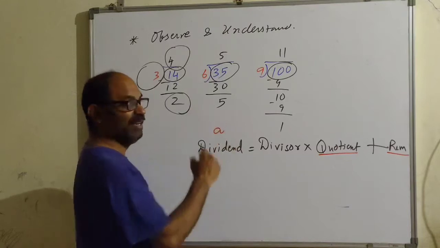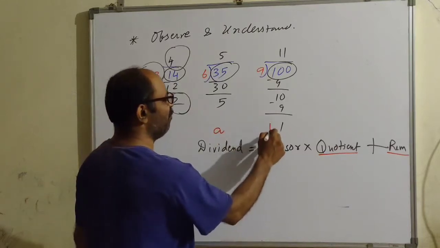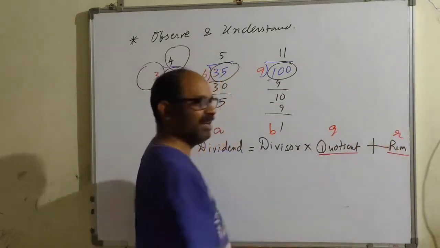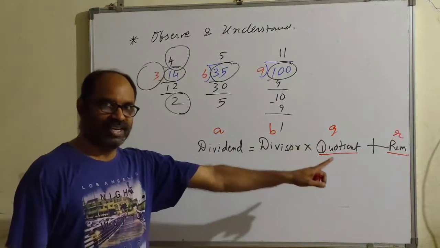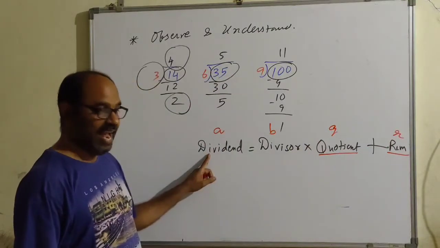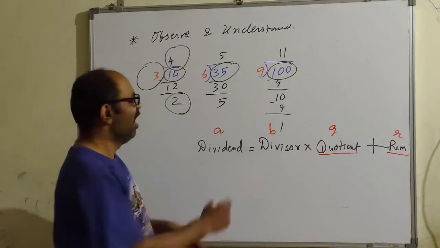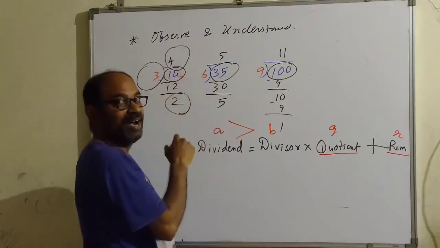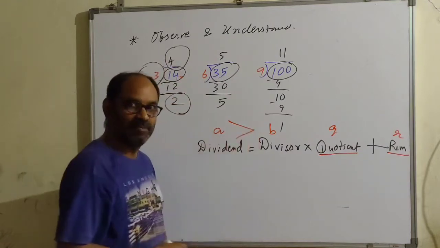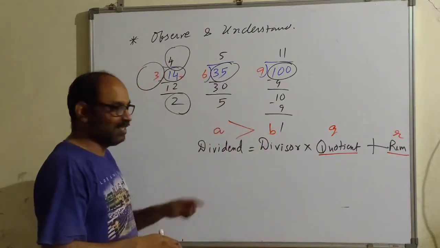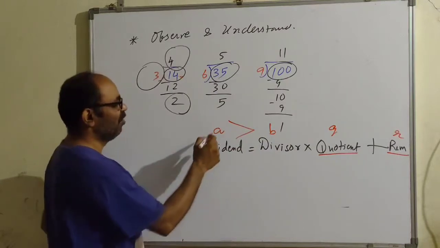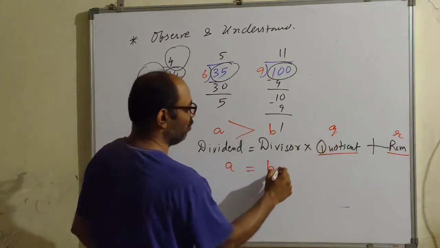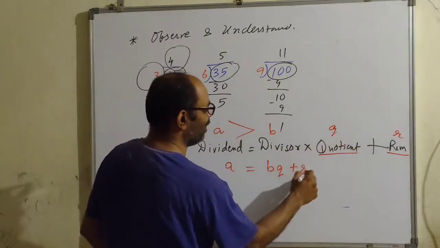I'll use A for dividend and B for divisor, Q for quotient and R for remainder. And you know, this dividend is always bigger than divisor. Correct? So A is greater than B. I'll put all these symbols in this equation. What is dividend? A equal to divisor B into quotient Q plus remainder R.